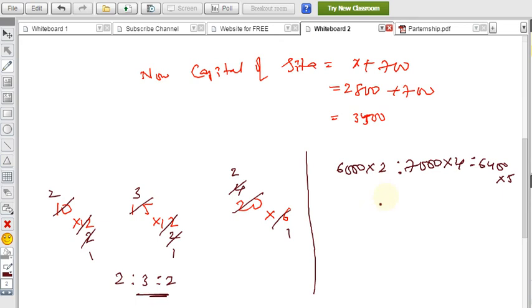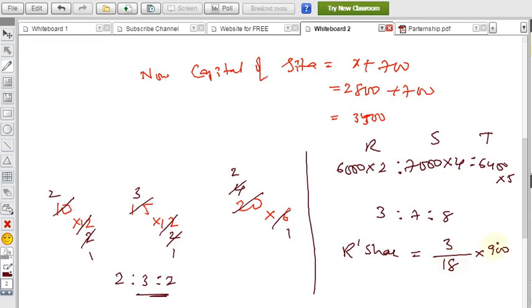This value, if we cancel and calculate, you'll get 3 is to 7 is to 8 after cancellations. So if you want to get R's share, same like the earlier sum, R's share is 3 by the total. Total is 18. 3 plus 7 plus 8, into how much you are dividing, only 900.